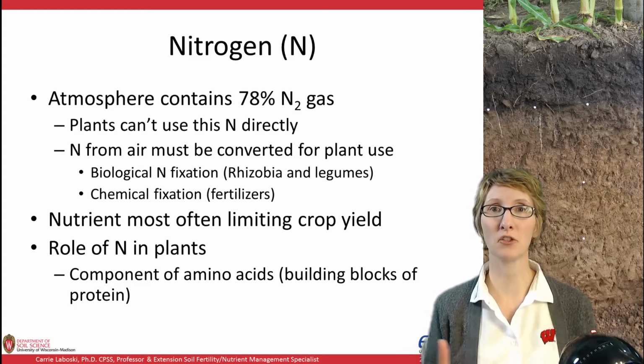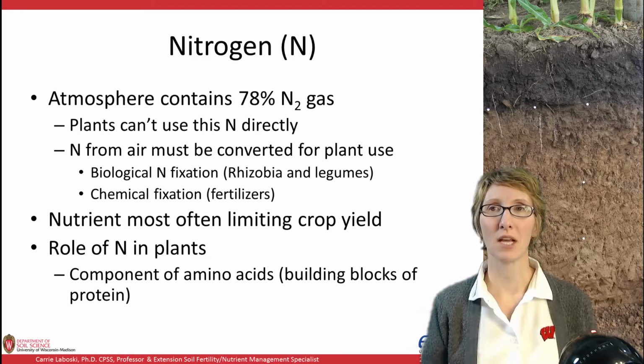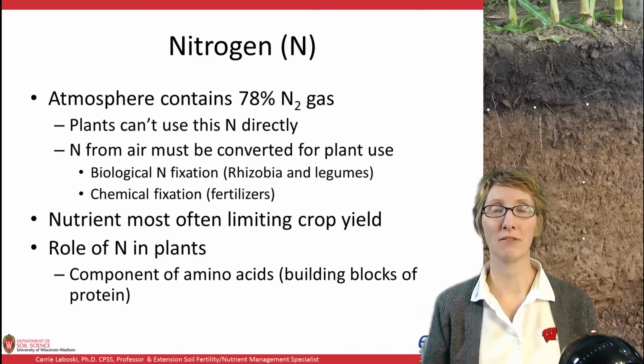Now, there's a lot of nitrogen in our atmosphere. It contains about 78% dinitrogen gas. However, plants can't use that nitrogen directly. Therefore, we need to get it converted somehow. One way is biological nitrogen fixation via the symbiosis between legume crops and rhizobia, or chemical fixation through the Haber-Bosch process where we create fertilizer materials.